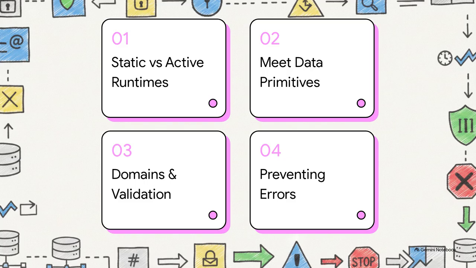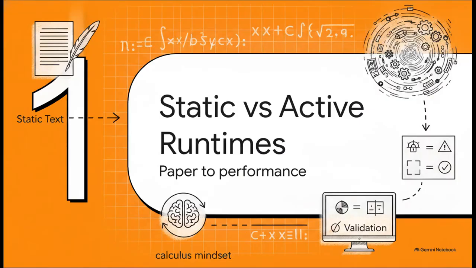Here's our roadmap for today. First, static text versus active runtimes. Second, meet the data primitives. Third, typing domains and validation. And finally, preventing structural data errors. Let's jump right in. Section 1.